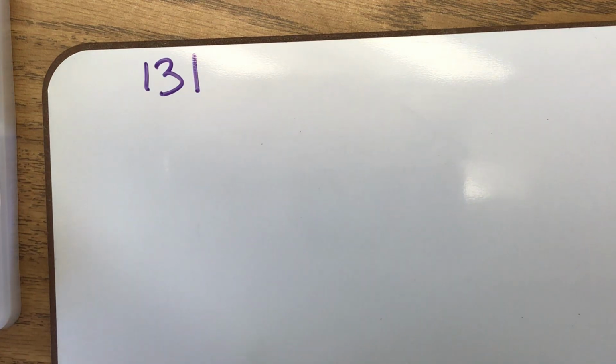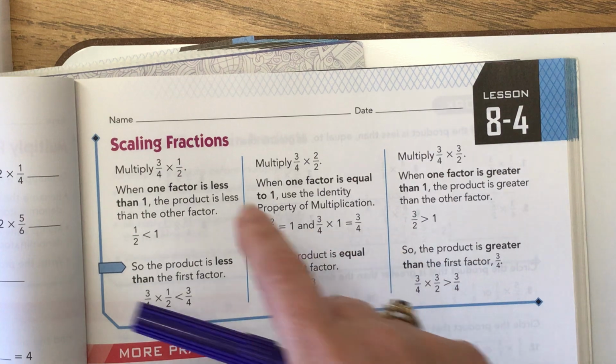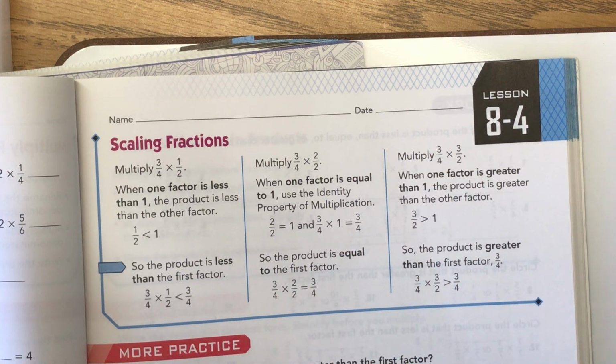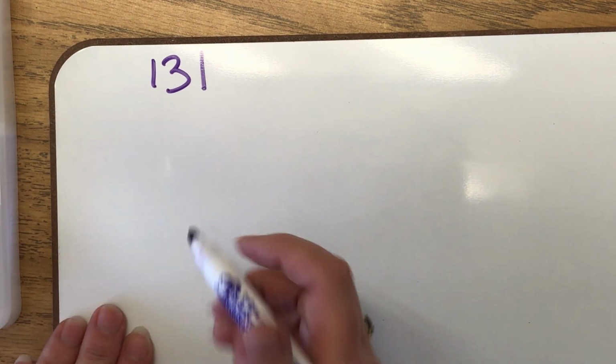Hello, 5th grade. Today we're going to work on lesson 8-4 on scaling fractions. What that means is we're going to decide if the product of a fraction and another fraction is greater than the fraction we started with, the same as the fraction we started with, or less than the fraction we started with. So we're going to do some examples. We're going to start, this is on page 131 in your workbook. I'm just doing an example first.